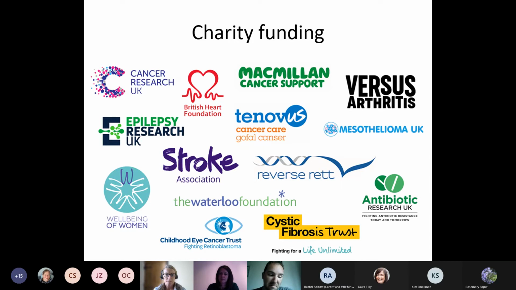We know that after COVID, none of these charities will be wallowing in money at the moment, but many of them still have at least reduced funding calls.